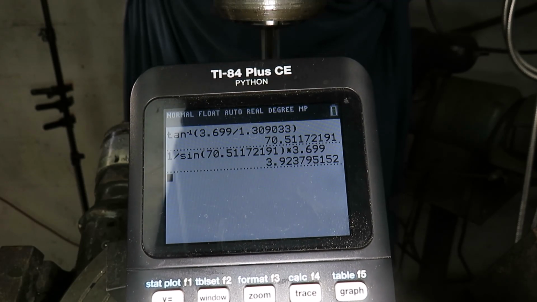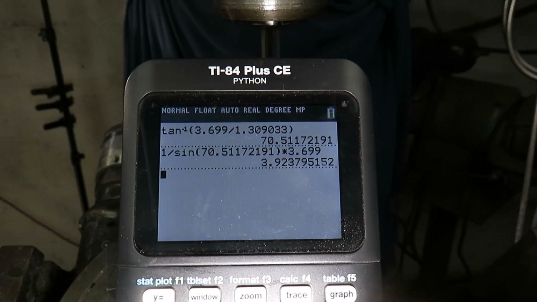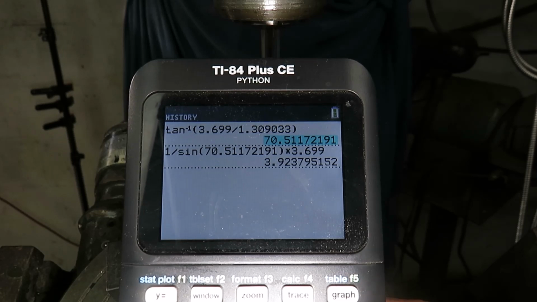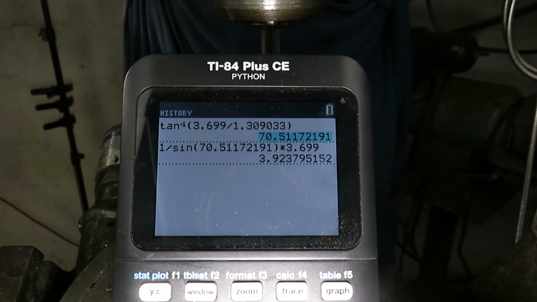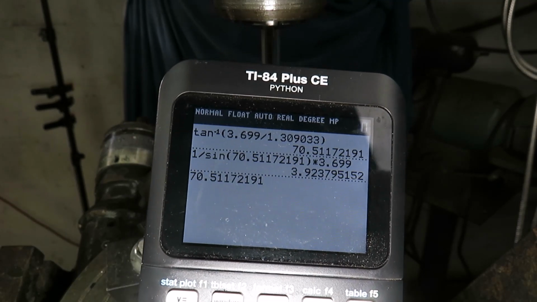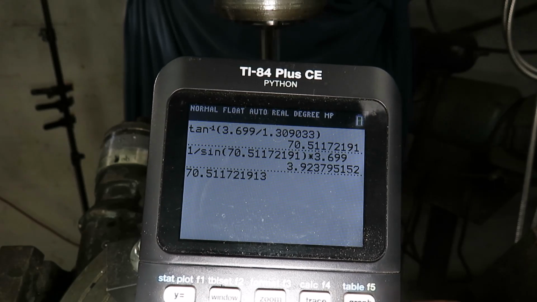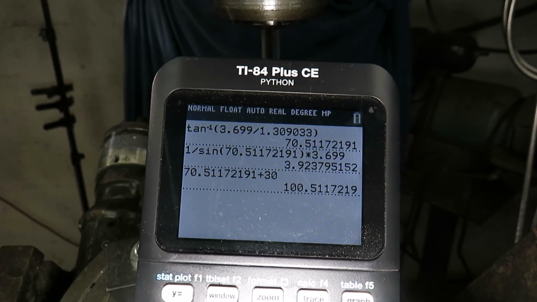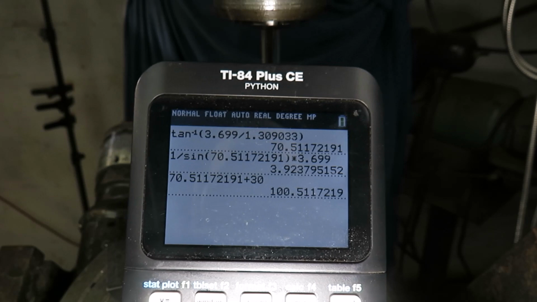Now, we tilted 30 degrees. So those numbers are where it was before we tilted. So let's take how far it was around the circle. Let's bring that down here. Let's add 30 degrees to it because we tilted 30 degrees. And that's how far it is now around the circle in degrees.